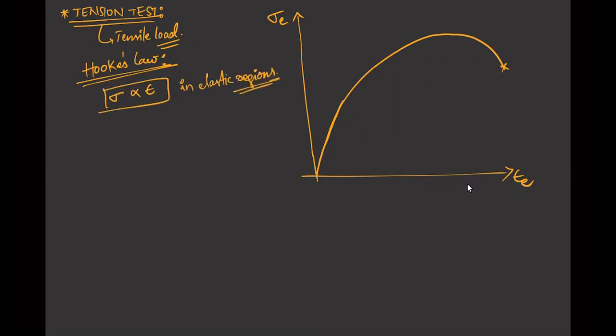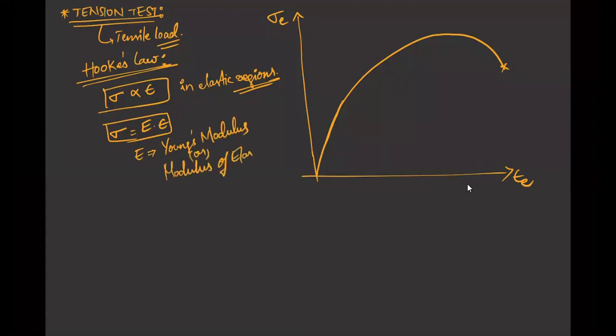To remove the proportionality, we introduced a constant called capital E, where E is known as Young's modulus or modulus of elasticity. Now, if you see here, it is similar to y equal to mx. That is why we said it is only applicable in the elastic limit, the elastic region. That's why the curve was linear in this region.